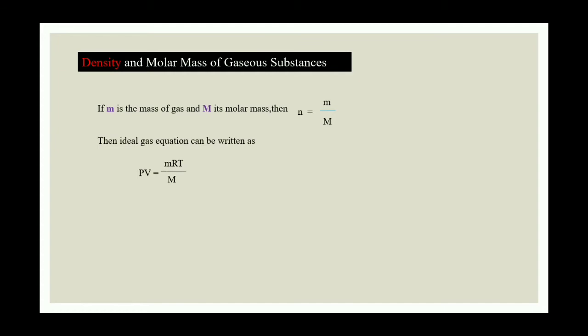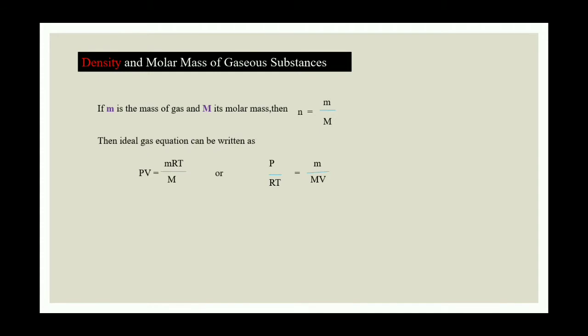Now we will derive an equation that relates molar mass and density of a gas. Consider small m is the mass of gas and capital M is its molar mass. So you can write n, the number of moles, is equal to given mass by molecular mass. We know the ideal gas equation is PV = nRT. Now we can rewrite it as PV = mRT/M.